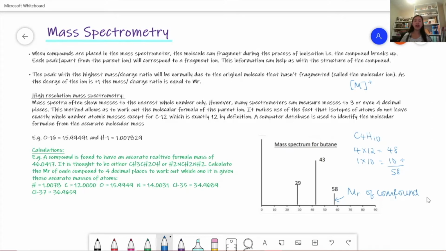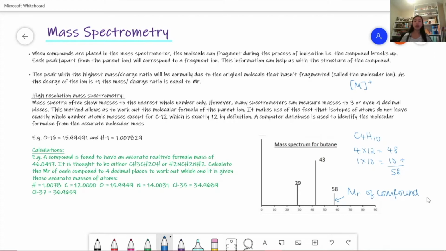Now, high resolution mass spectrometry gives us a more accurate degree of measurement. Mass spectra often show masses to the nearest whole number only. However, many spectrometers can measure masses to 3 or even 4 decimal places, and this method allows us to work out the molecular formula of the parent ion. It makes use of the fact that isotopes of atoms don't have exactly whole number atomic masses, except for carbon-12, because we've defined it to be 12. And a computer database is used to identify the molecular formulae from the accurate molecular mass.